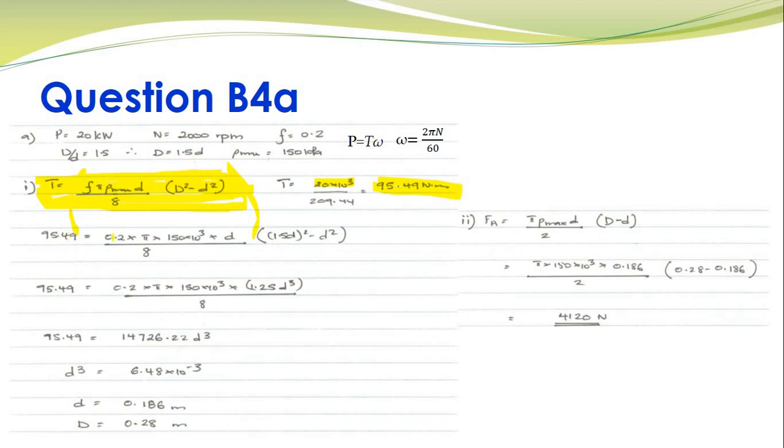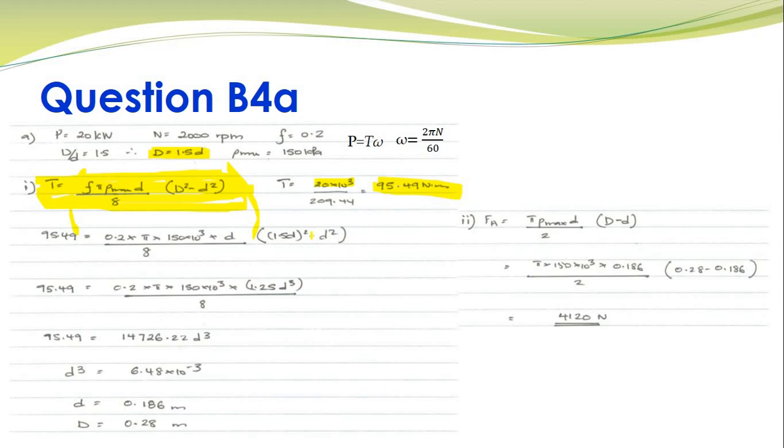As such, the coefficient of friction is given as 0.2, pi, Pmax was given as 150 kilopascal, times your inner diameter d divided by 8. Then we've got your outer diameter, and your outer diameter is nothing but your inner diameter times 1.5. So this is what I'm substituting over here, minus your inner diameter.